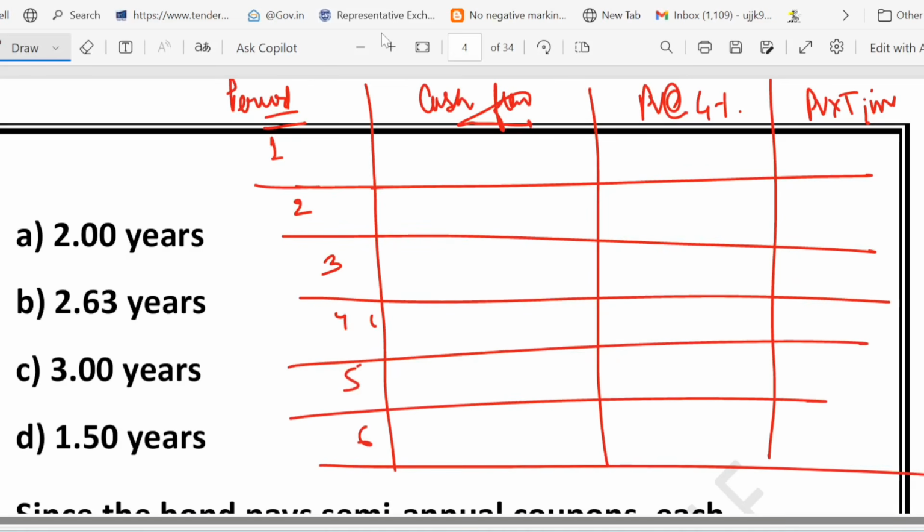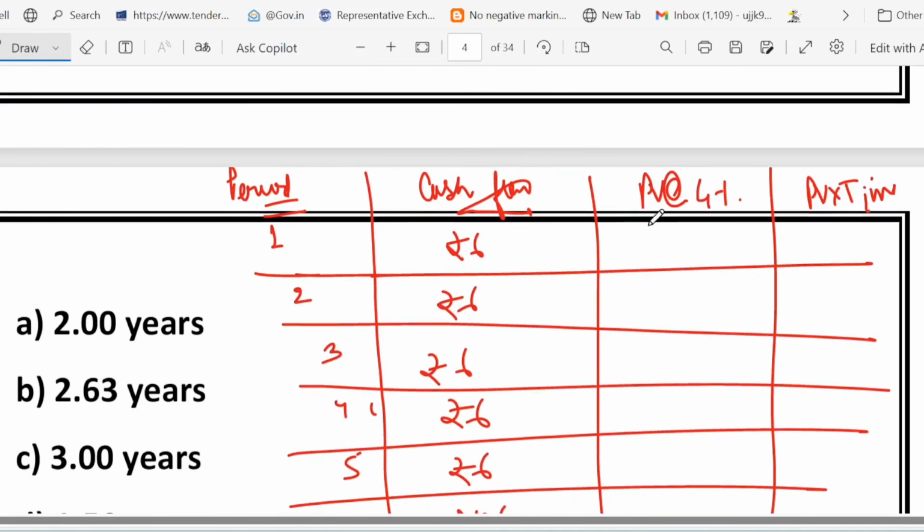Now, what are the cash flows? Coupon amount 6 rupees, 6 rupees, 6 rupees, 6 rupees, 6 rupees, and finally you will receive 6 rupees along with the face value, which is equal to 106. So these are the cash flows. Now we want to calculate the present value. How do we calculate it? Future value upon 1 plus r whole to the power n.